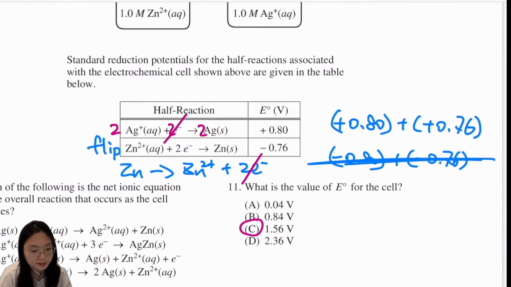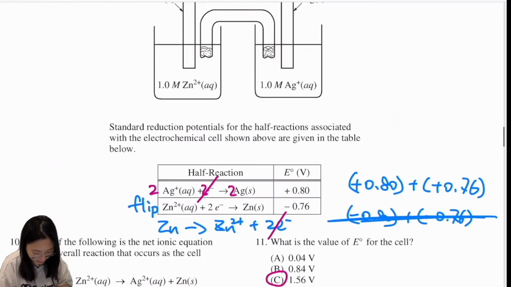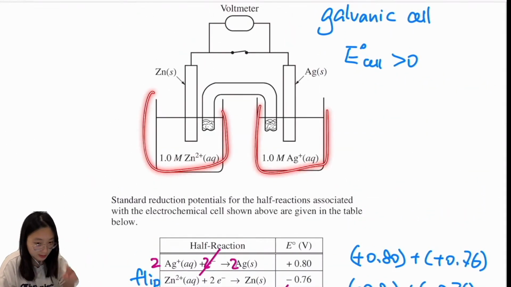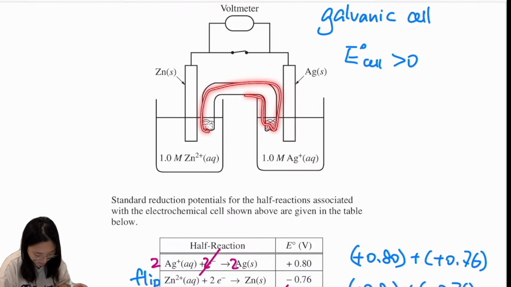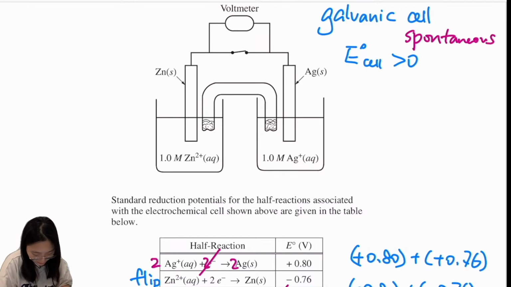You didn't get question number 10. Okay. I will go over question number 10 one more time. So there are two separate containers, and then we have a salt bridge. And then we have the voltmeter, which measures the potential difference, but we don't have an external source of energy, which means it does not provide external energy. So this is a galvanic cell in which the redox reaction occurs naturally, or spontaneously. And for a galvanic cell, the cell potential has to be greater than 0.